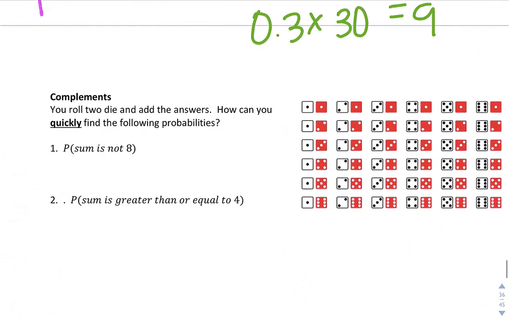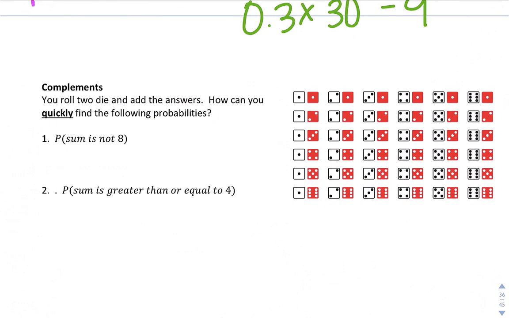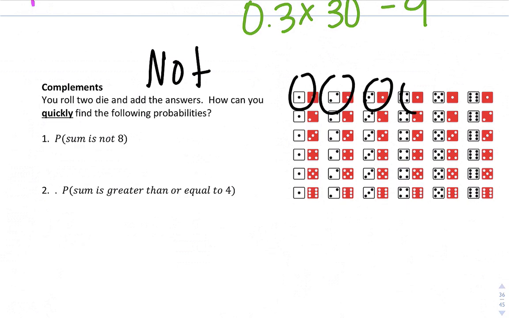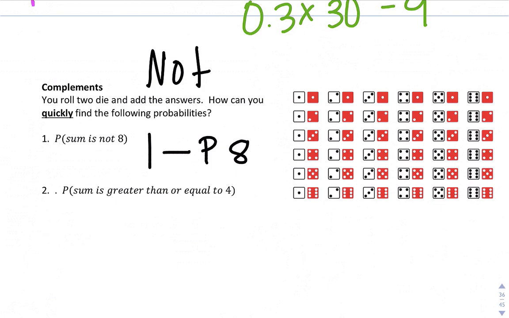All right, lastly, we looked at complements, and complements is just the opposite of what they're asking for, so not something. So complement, not a certain event. You roll 2 dice and add the answers. How can you quickly find the following probabilities? Find the probability the sum is not 8. So you could count all the sums that are not 8 and add them together. But the faster way will be if we do 100% minus the probability of getting an 8. So that'll be much quicker, and that's the complement.